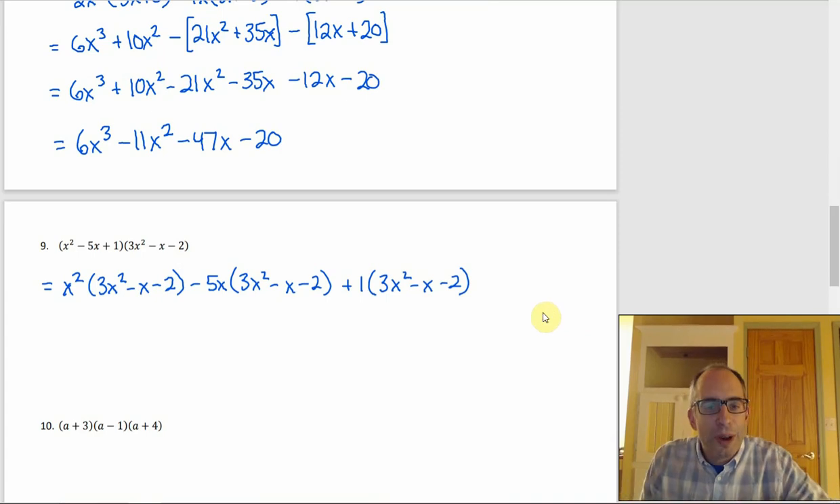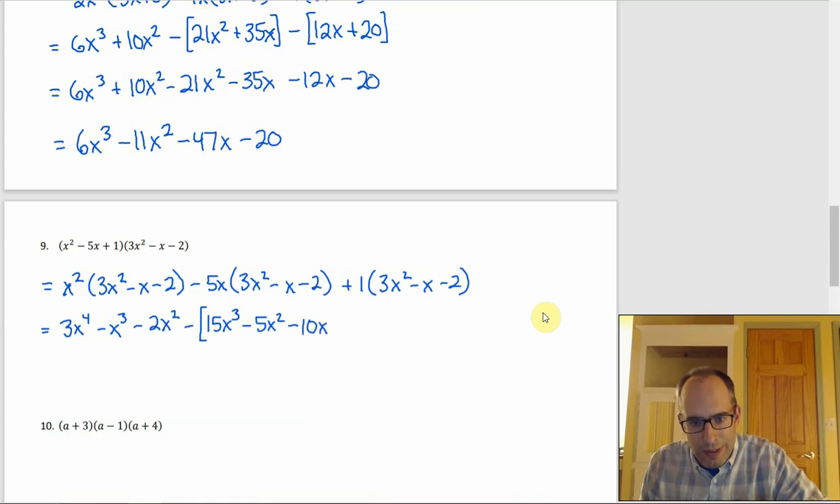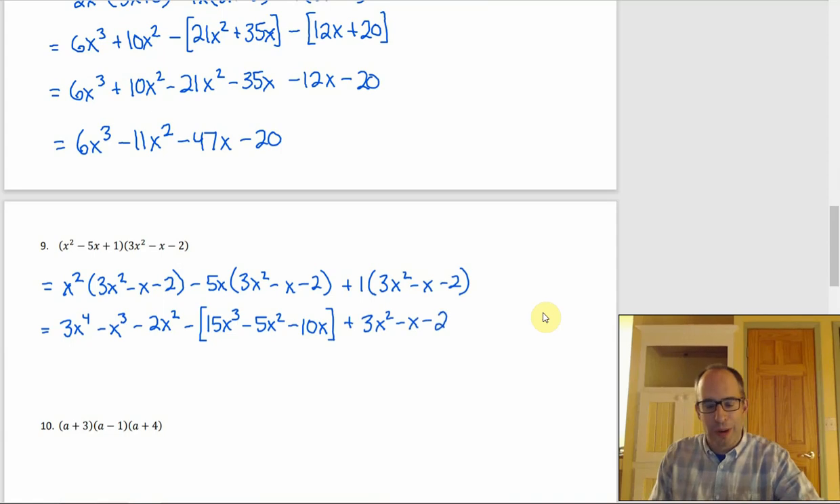But that's all right. And then if we're going to distribute, let's see, distributing the x squared, we'll get 3x to the 4th, then minus x cubed, right, because you have 1 plus 2, then minus 2x squared, and then minus, let's see, what you get when you distribute a 5x. So 5x times 3x squared would be 15x cubed. Then 5x times negative x is minus 5x squared. And then 5x times negative 2 is minus 10x. And then if you're multiplying by 1, this will just be plus 3x squared minus x minus 2, right? Multiplying by 1 doesn't change anything.